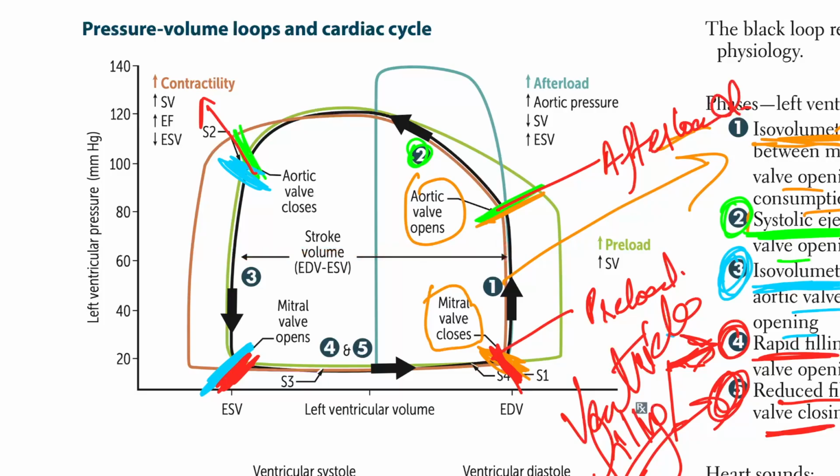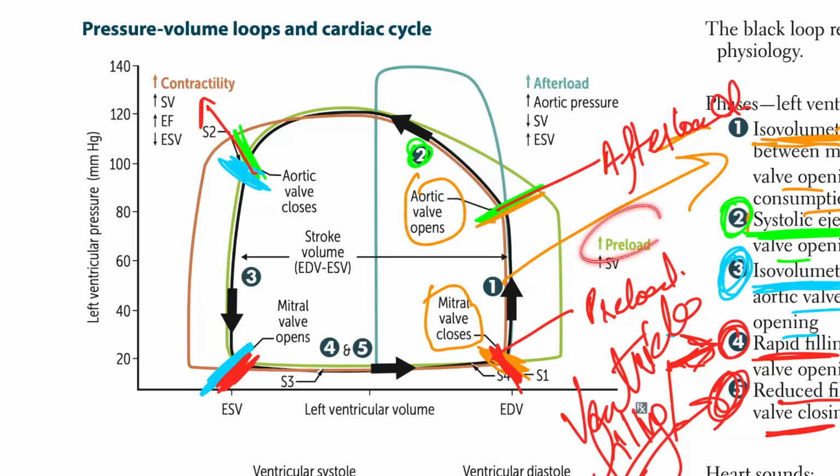So let me give you an example. For example, in contractility, this is the brown graph. Look at the brown graph. What's happening to your stroke volume? It is increasing. So increase in stroke volume. And you already know when you increase stroke volume, ejection fraction is going to increase.